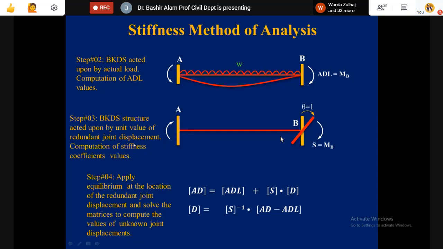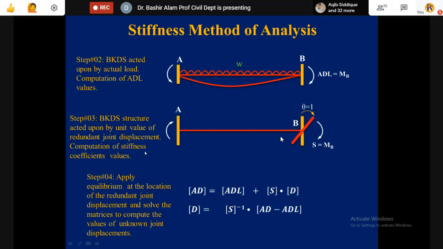So in step number 3, the basic kinematically determinate structure is acted upon by a unit value of the redundant joint displacement. Here you see theta is equal to 1. Why are we not providing translation? The reason is that the action produced corresponding to the unknown joint displacement was a moment. So here we need to put this moment in equilibrium, and for that we provide theta, not translation.